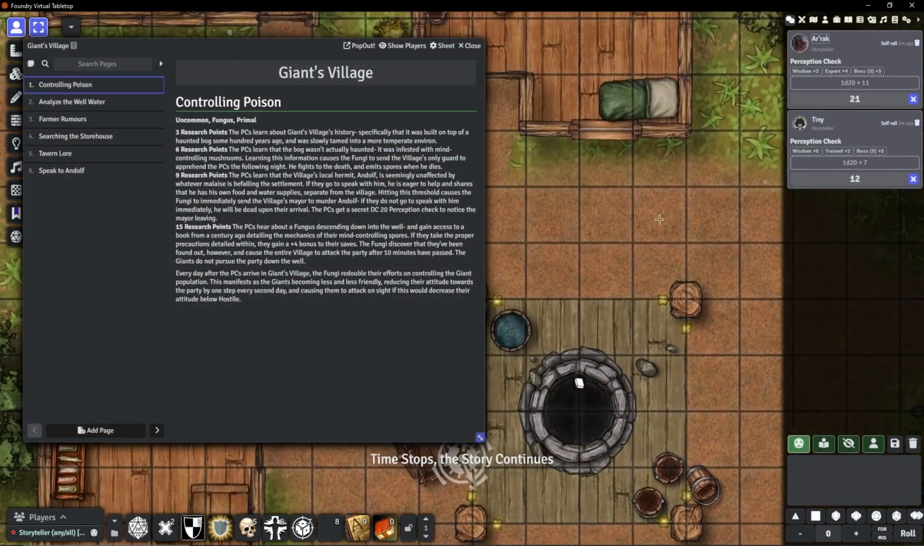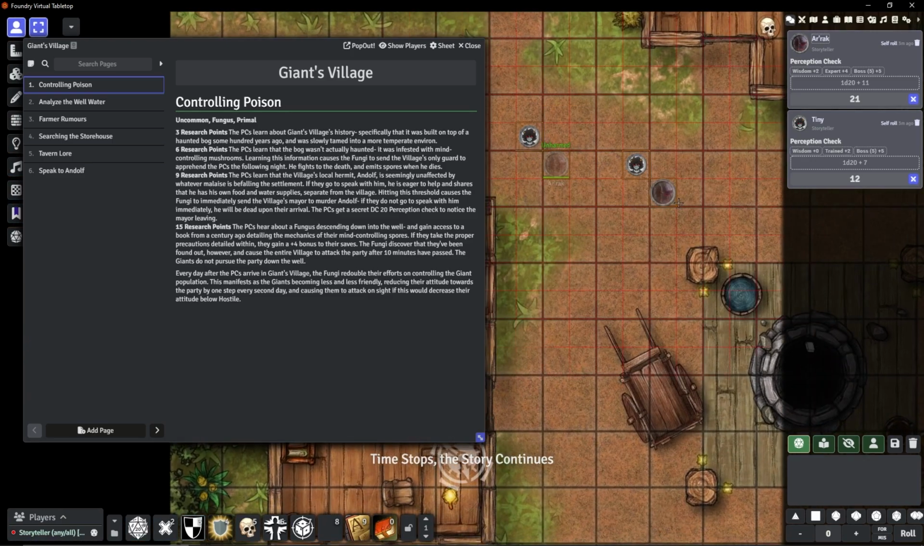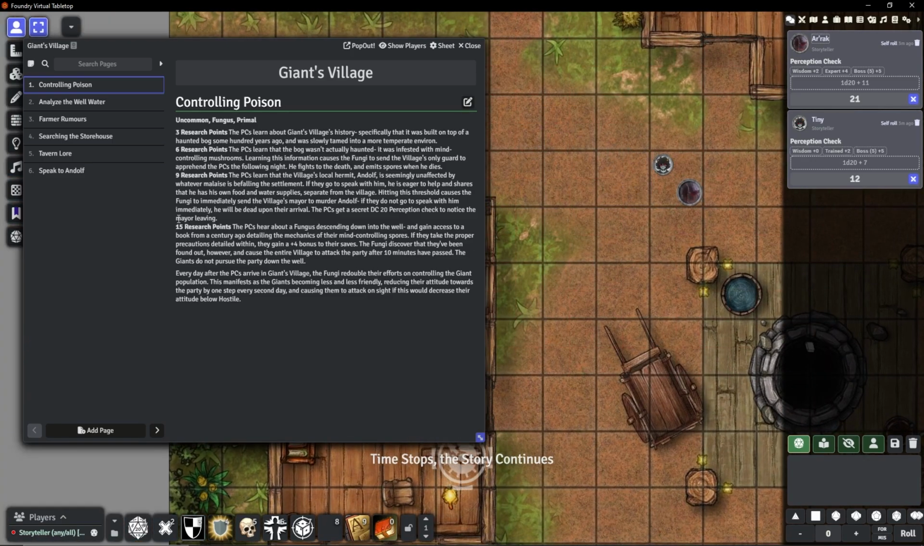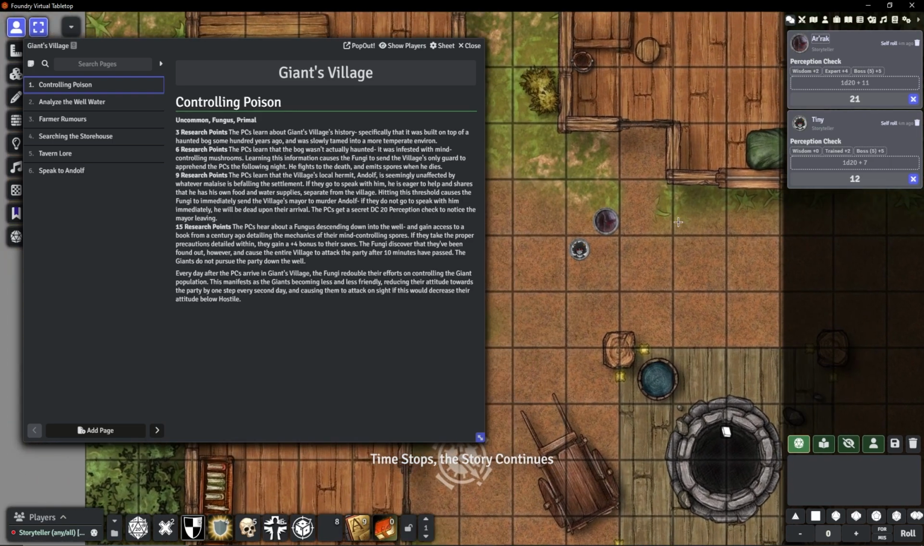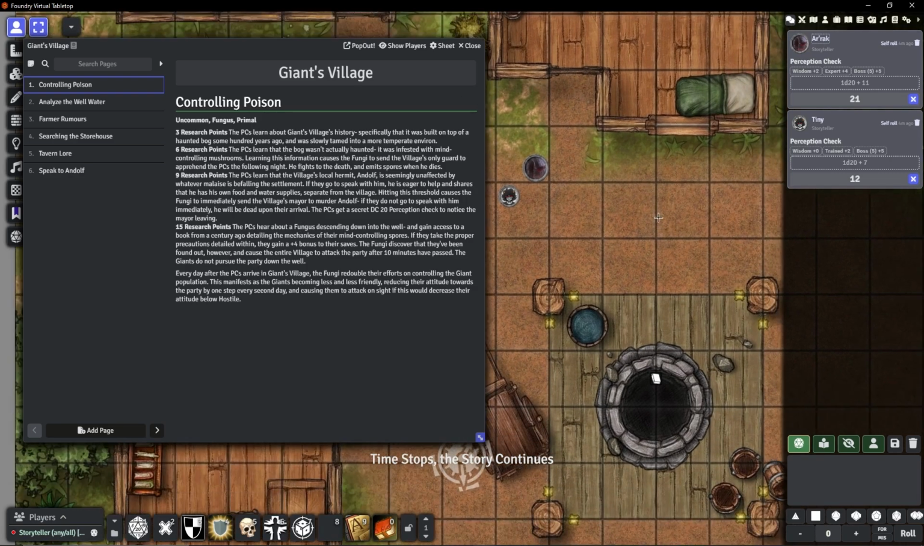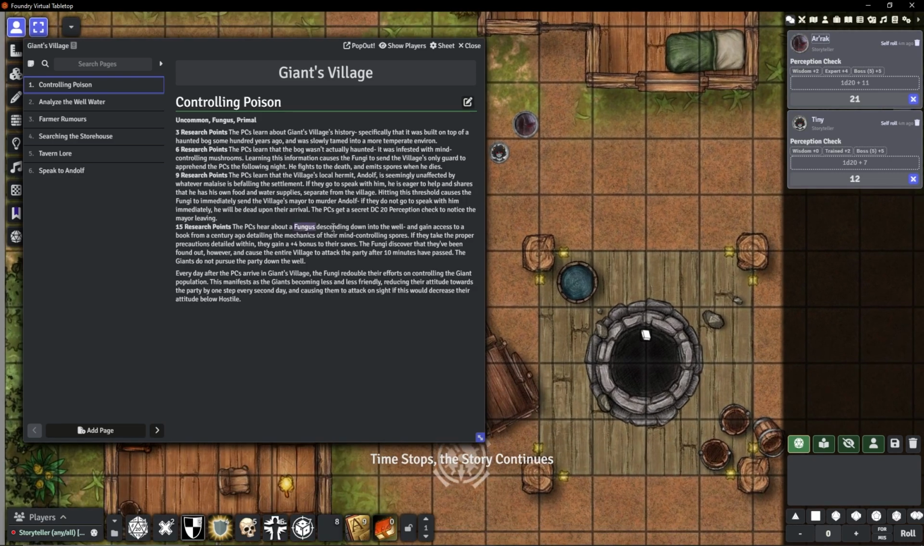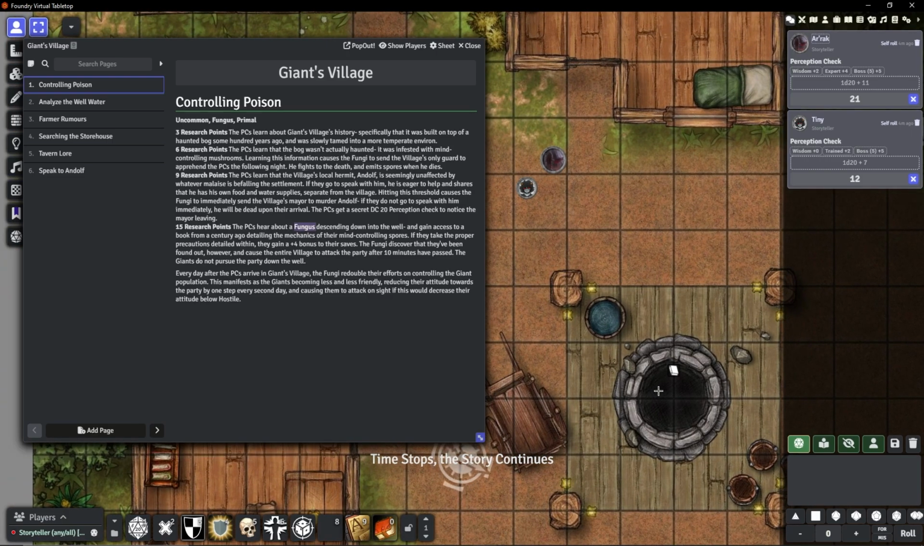But regardless, as they bring the water back, they have reached the 15 research point threshold, and have hinged on a discovery about the mind-controlling spores being waterborne and perhaps originating from underneath the village. And it's a good thing, too, because this lines up with them hearing about a fungus descending down into the well.